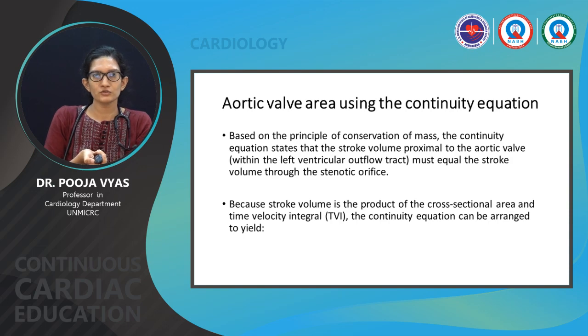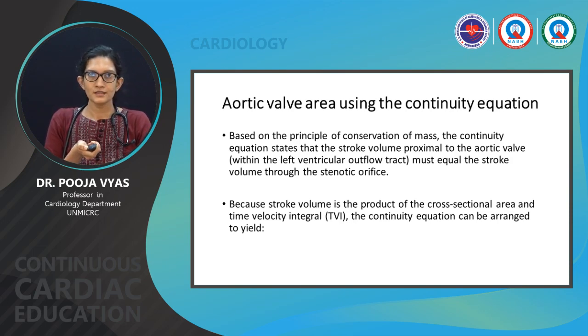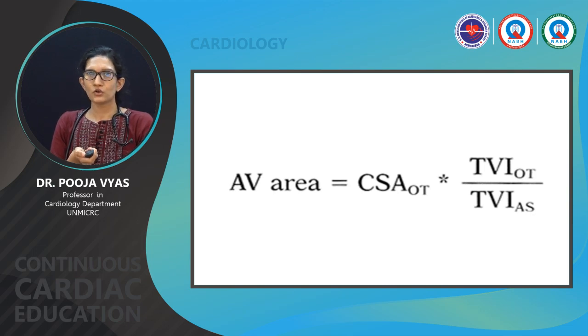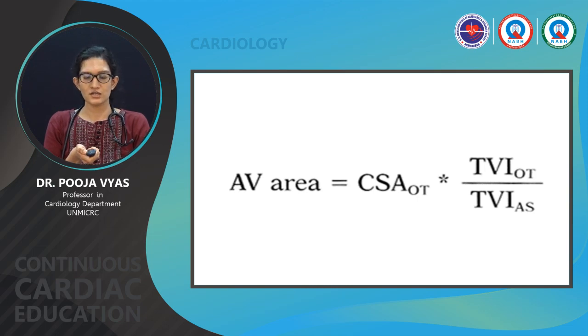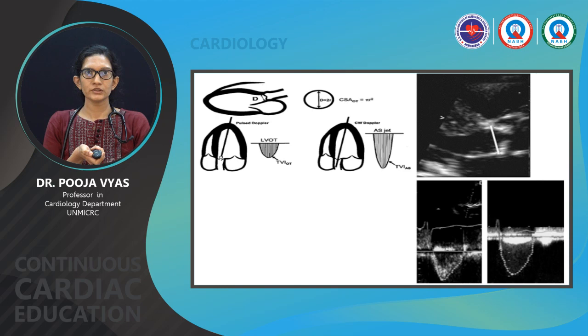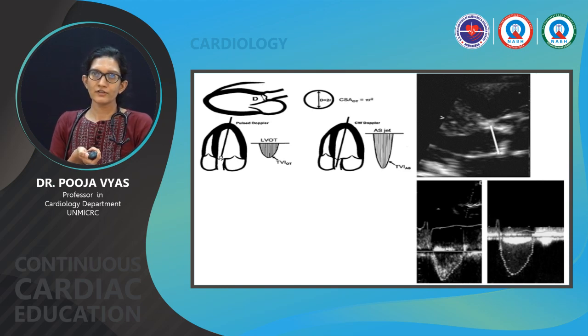and as the stroke volume is the product of time velocity integral and the cross sectional area, we can arrange the formula like this. So aortic valve area is cross sectional area of LVOT into TVI, meaning time velocity integral of LVOT, upon time velocity integral of aortic stenosis. So how to calculate aortic valve area? For calculation of aortic valve area, we need three pieces of information.